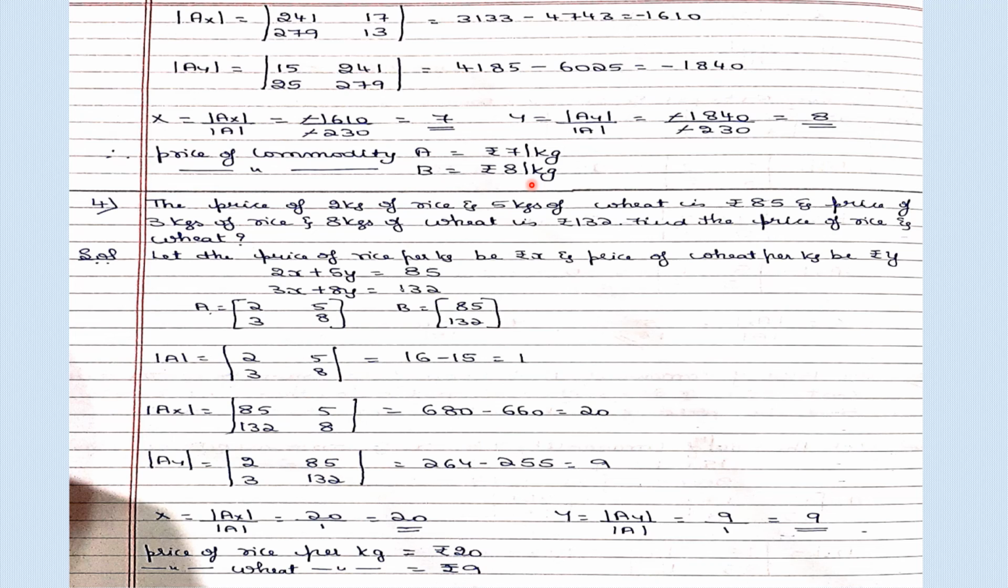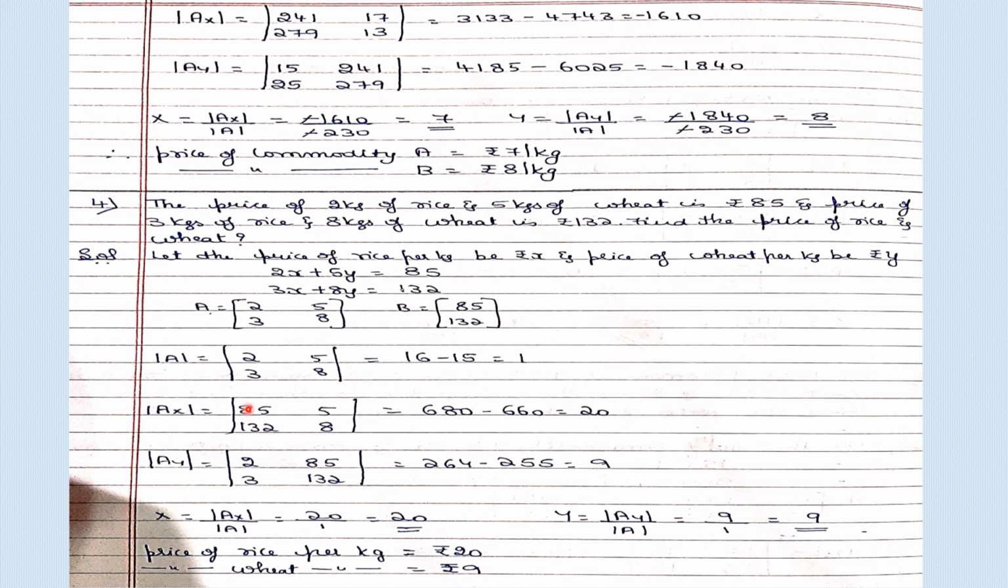Next problem. The price of 2 kg of rice and 5 kg of wheat. If rice is taken as x and wheat as y, 2x plus 5y is equal to 85. And continuing the question, the price of 3 kgs of rice and 8 kgs of wheat is 3x plus 8y is equal to 132. You get the equations. The x and y coefficients will form a group A, and 85 and 132 will form a group B. Once you calculate determinant A, then you have to calculate determinant Ax.